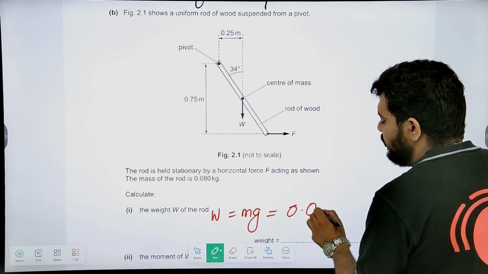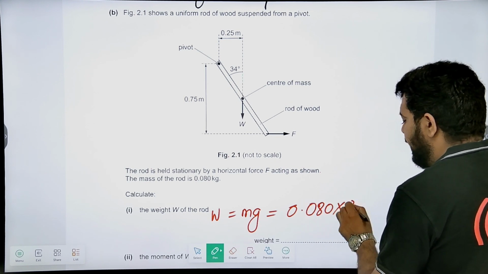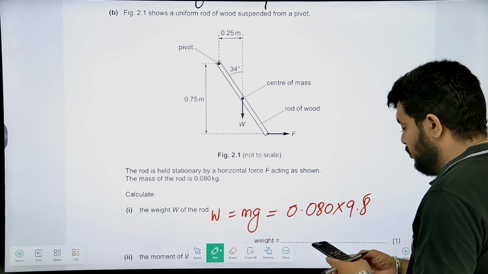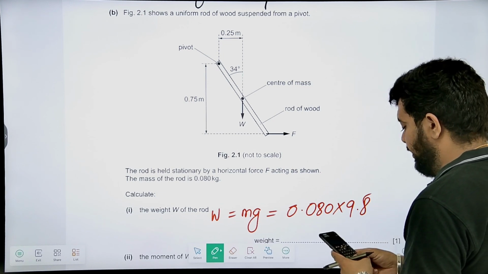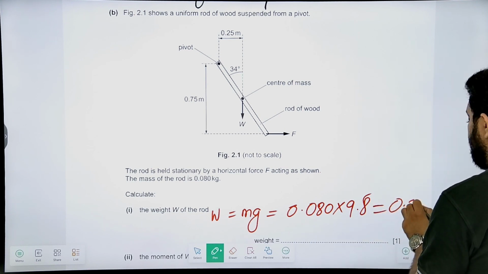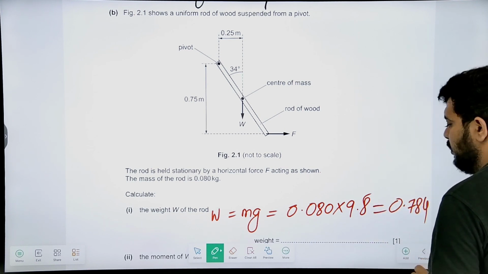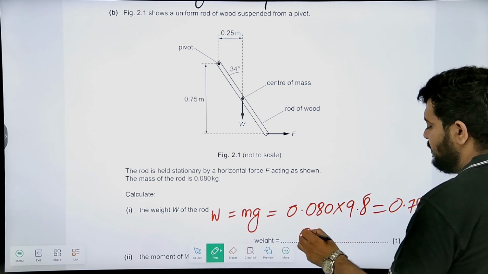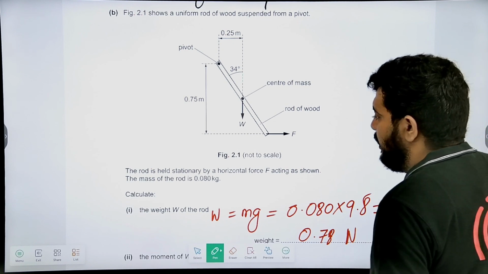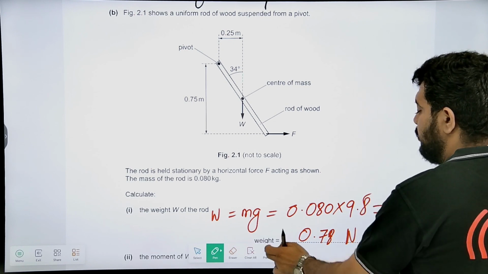So we have 0.080 multiplied by 9.8. Let's find out what the weight will be. We find it is 0.784. So can I write this as 0.78 Newton? Correct? Weight is measured in Newton.